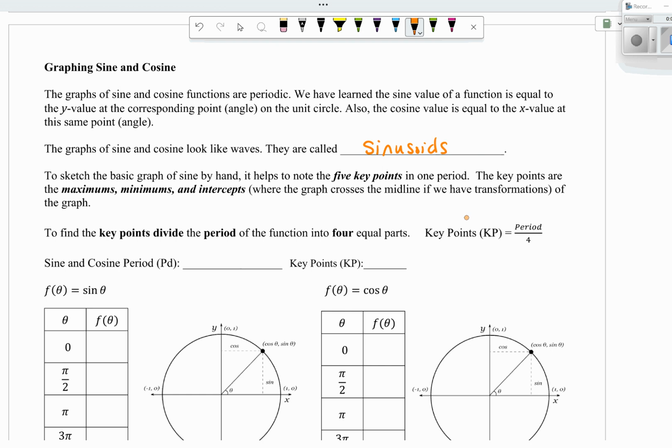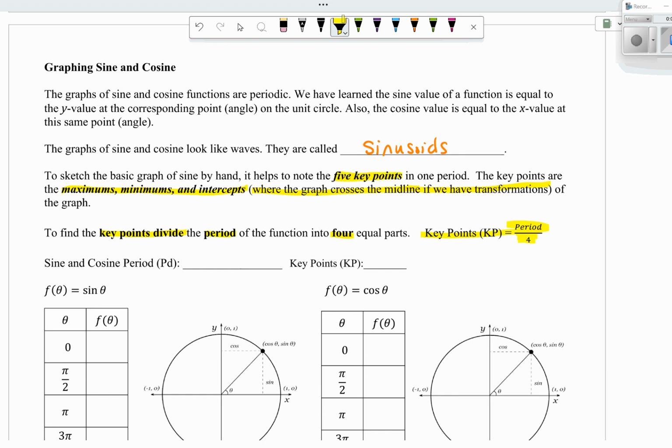To sketch the basic graph of a sine equation by hand, it helps to note the 5 key points in one period. The key points are the maximums, the minimums, and the intercepts, or where the graph crosses the midline if we have transformations of the graph. To find the key points, you take the period of the function and divide it into 4 equal parts. So the key points are the period divided by 4.